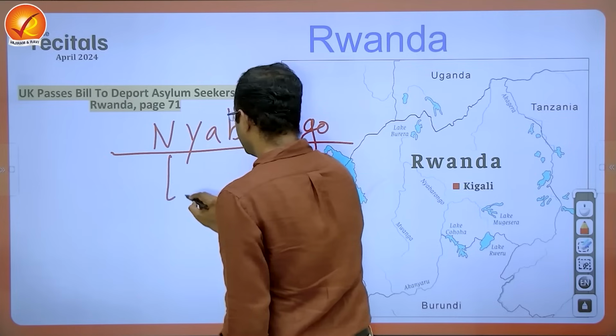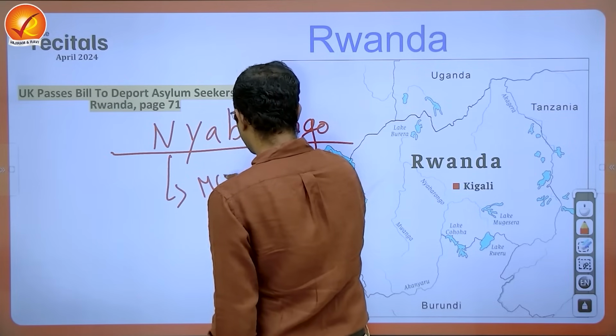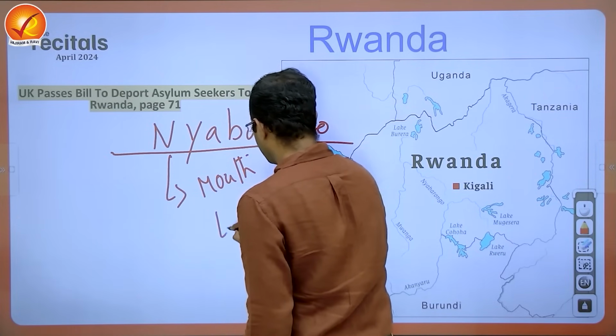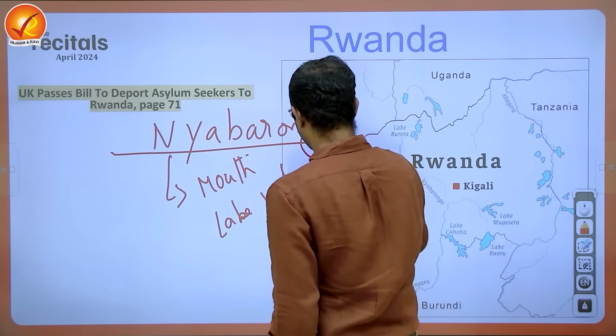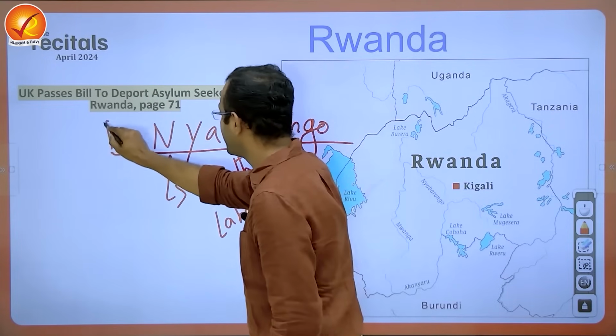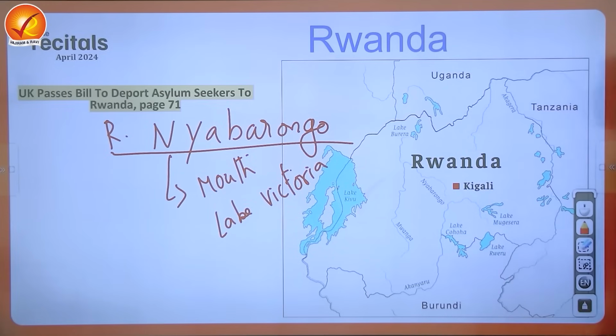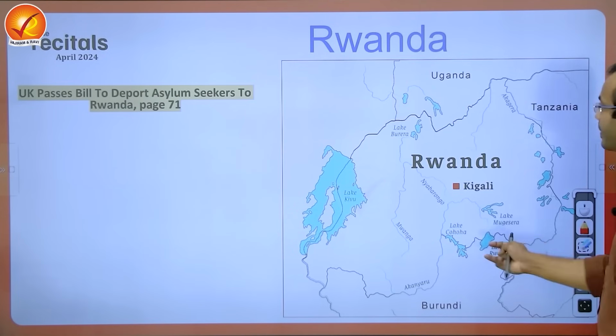Gango. The river has its mouth in Lake Victoria. The important river of Rwanda is Barango, and it has its mouth in Lake Victoria. Hope copied. Moving to the next one.